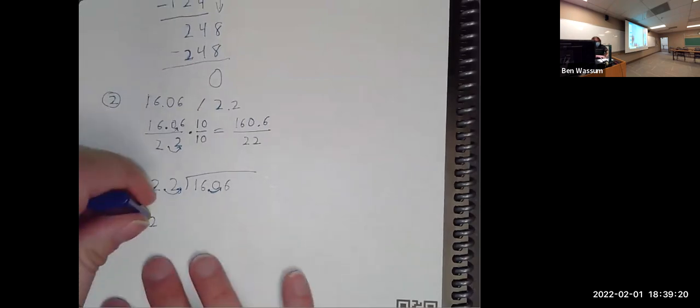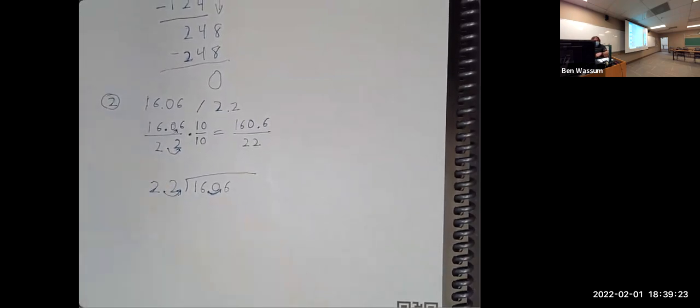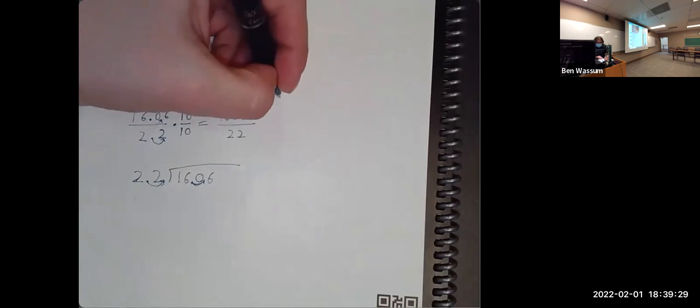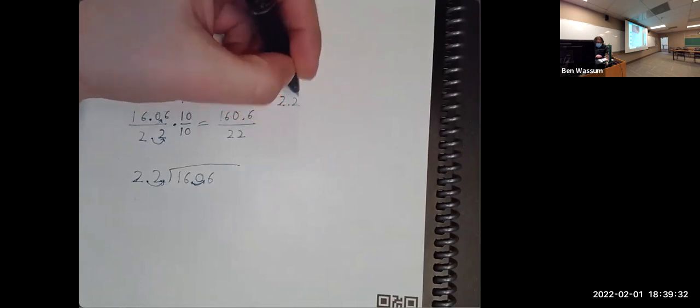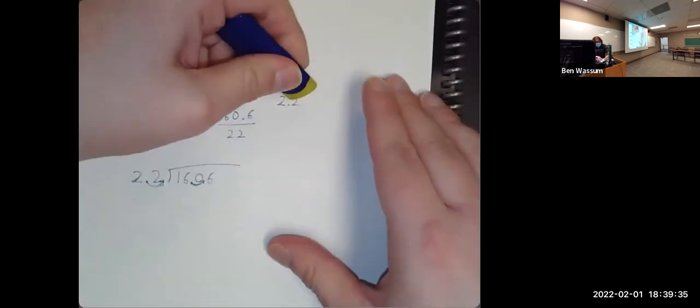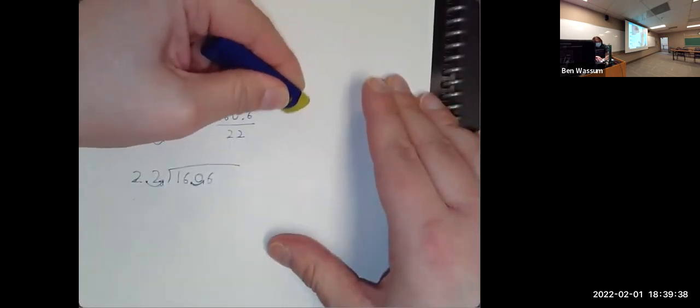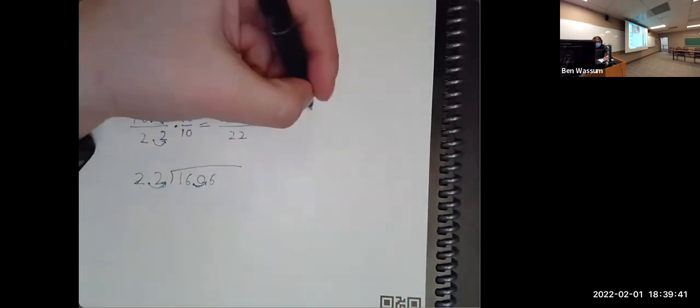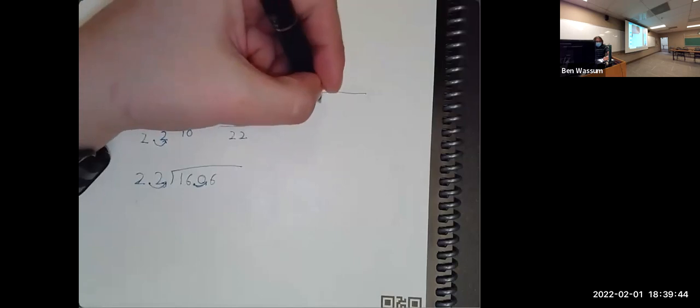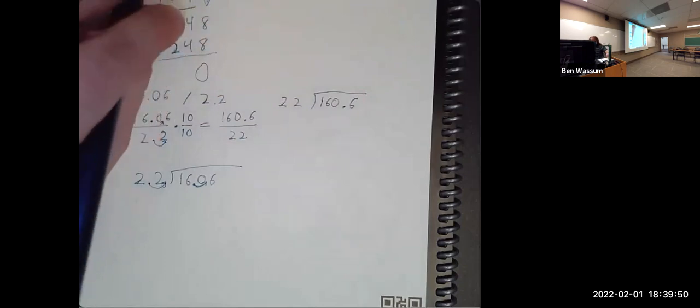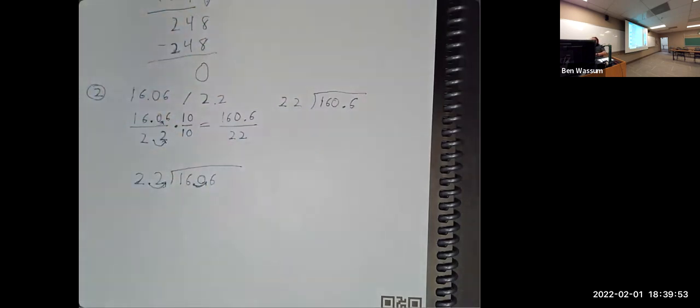So I'm going to rewrite that to the side because I'm doing long division and I'm about to give myself 2 inches worth of space to do it. So we have 2.2. I just moved it over, and I write it as a 2.2 again. We have 22 going into 160.6. Okay, all right. Not too bad.